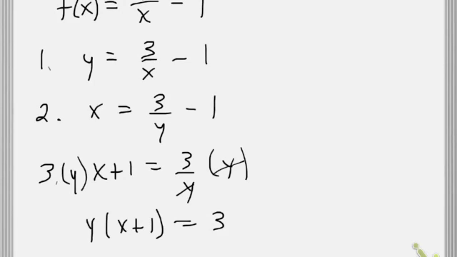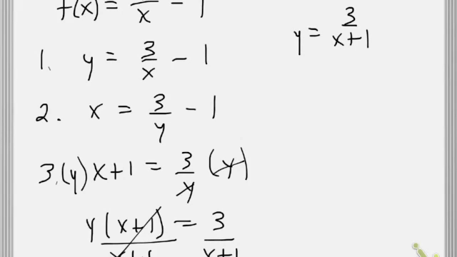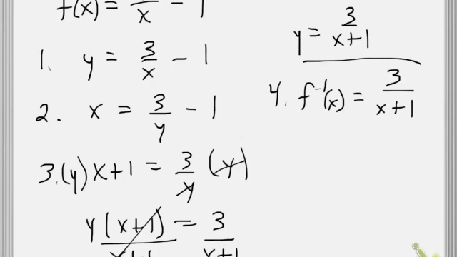So what am I going to do with that x plus 1? I'm going to divide both sides by x plus 1. And those cancel. So I have y equals 3 over x plus 1. Are we done? No. Final step here, 4, is to go back to function inverse notation. So I have f inverse of x equals 3 over x plus 1. And this is our inverse.